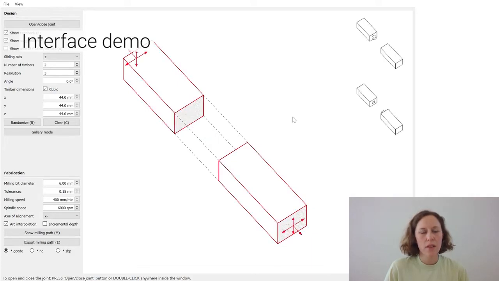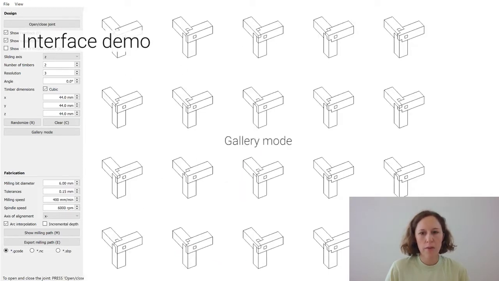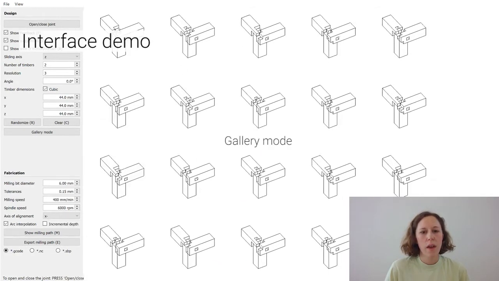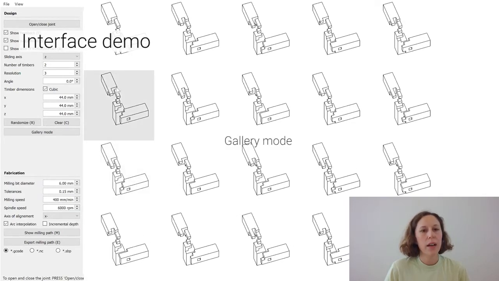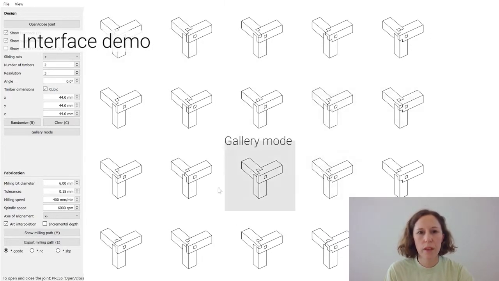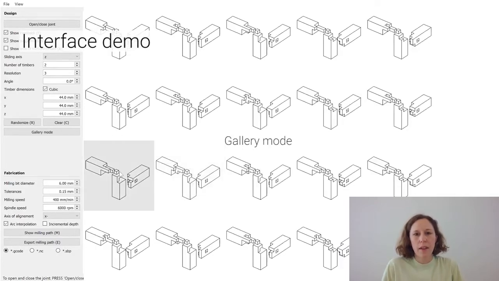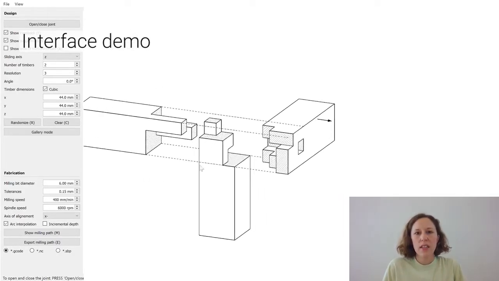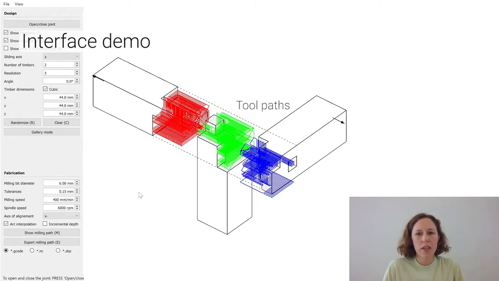In case that a joint is invalid, suggestions are shown on the right side. There is also a so-called gallery mode in which the user can browse through pre-calculated valid joints that are produced by a combinatorial search. When a design is finished, you can press a button to instantly generate toolpath for fabrication with a 3-axis CNC milling machine.